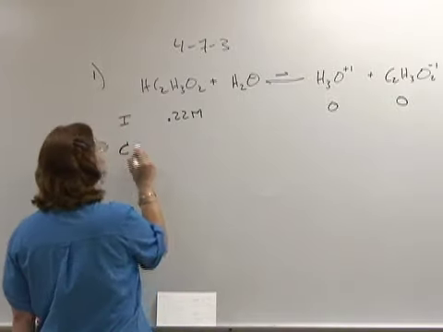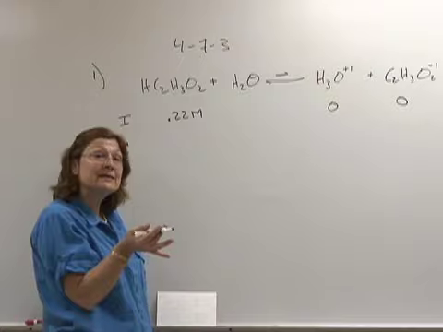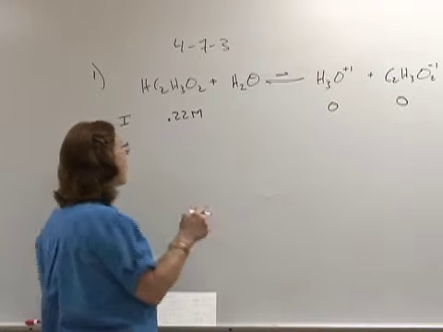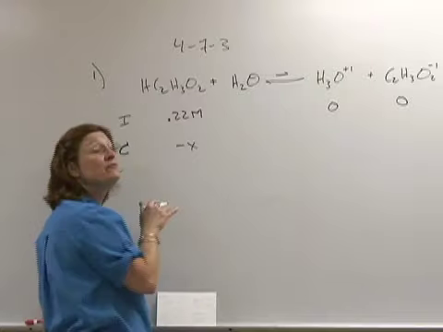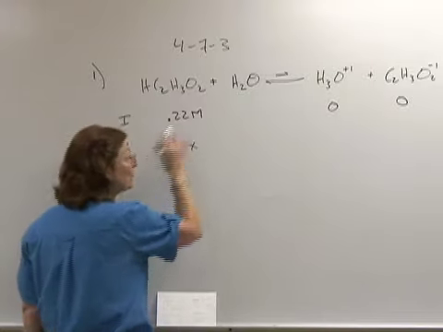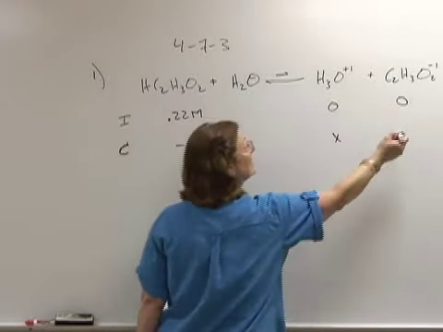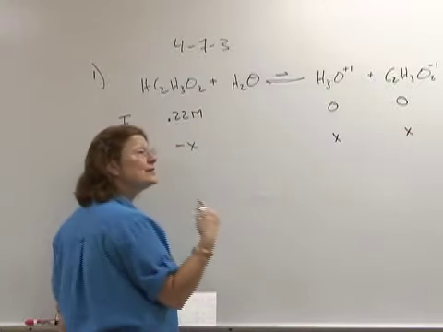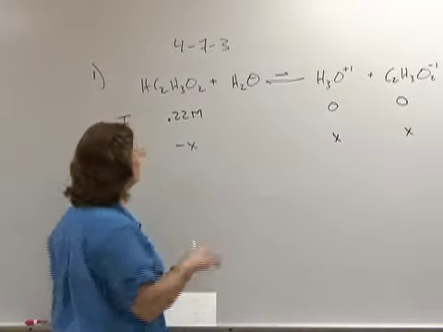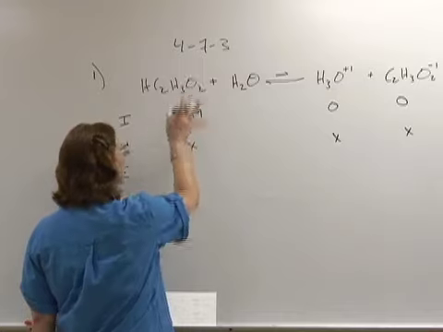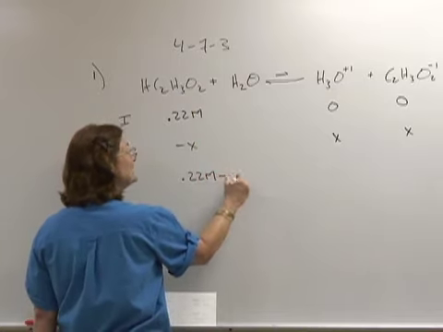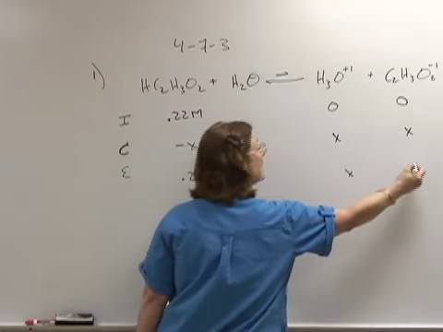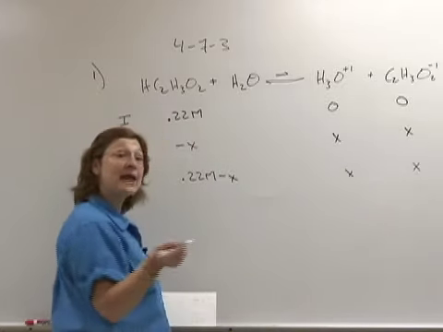Then I have the change. Well, some of it will dissociate. I don't know how much, so I will assign it an X. Whatever dissociates has to come from this original amount, and I will get X of the hydronium and X of the acetate. It is a 1-to-1 relationship. And then at equilibrium, I bring these values down, and I get 0.22 molar minus X, and X, and X.